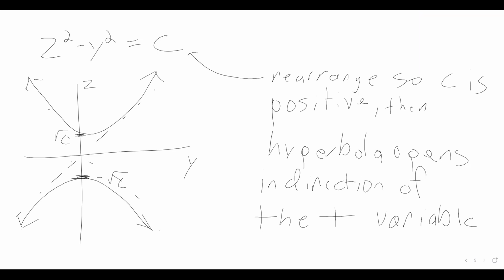Was that plus or minus square root c or z? C. Yeah. So you get the intercepts by setting, you're going to get z-intercepts, right? So you set y equal to 0. That's what happens on the z-axis. You get z squared equals c. Well, that happens when z is plus or minus square root c. So those are the z-intercepts.